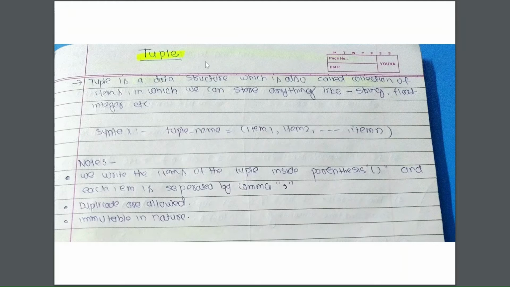Now we come into another data type, tuple. Tuple is a data structure which is also called a collection of items, in which we can store anything like string, float, integer, etc. The syntax of a tuple is item 1, item 2, item 3, enclosed by parentheses. Note: we write the items of the tuple inside parentheses and each item is separated by a comma.